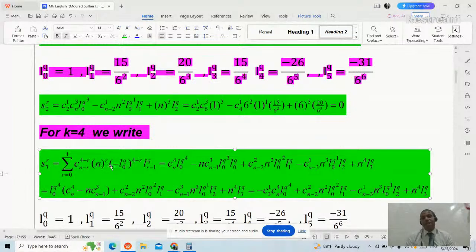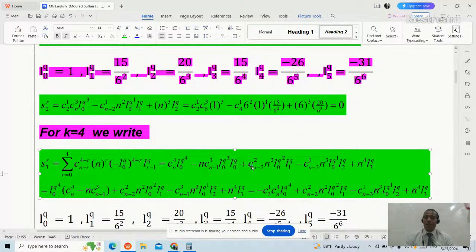We continue. When r equals 0, learners, I will get the combination n choose 4 times L0 of ODQ raised to the power 4. When r equals 1, I will get n raised to the power 1 times combination n minus 1, choose 3, times L0 of ODQ raised to the power 3 times L0 of ODQ.